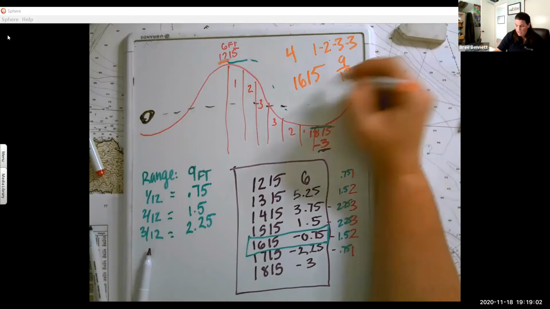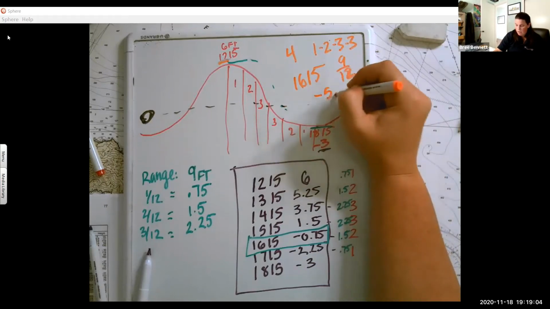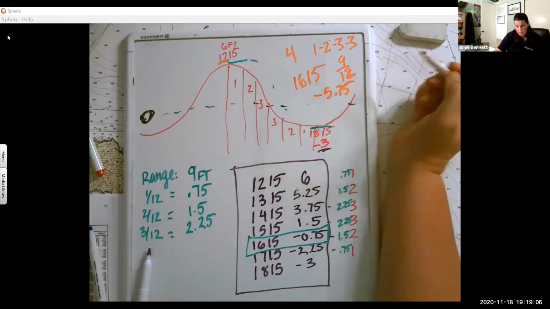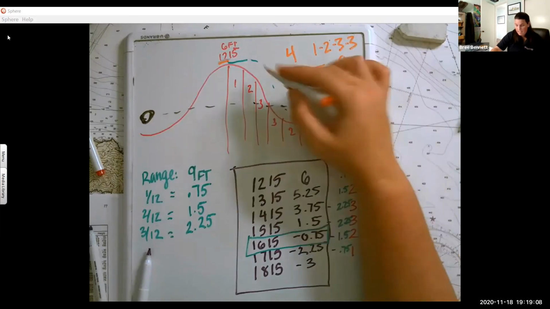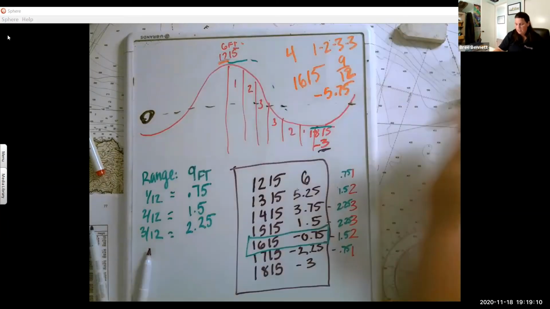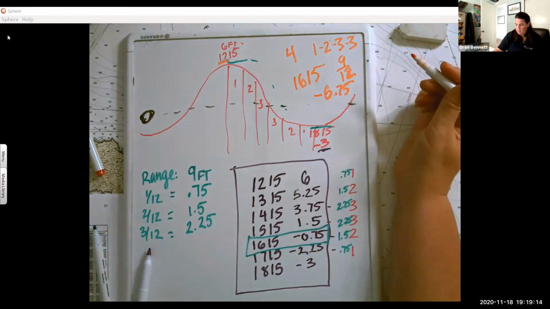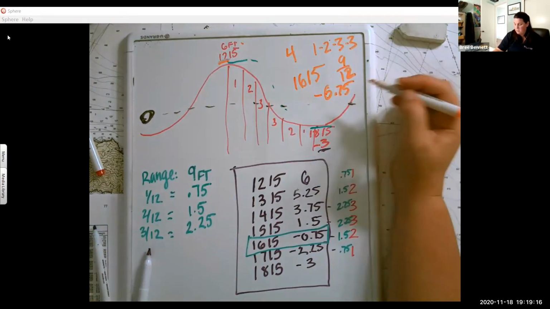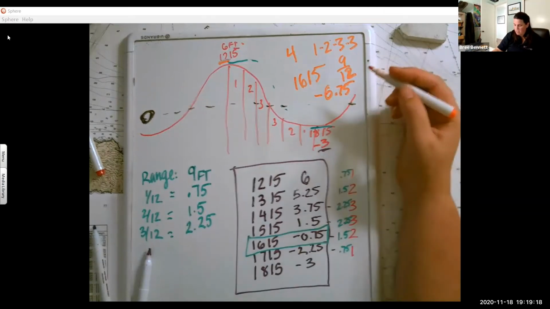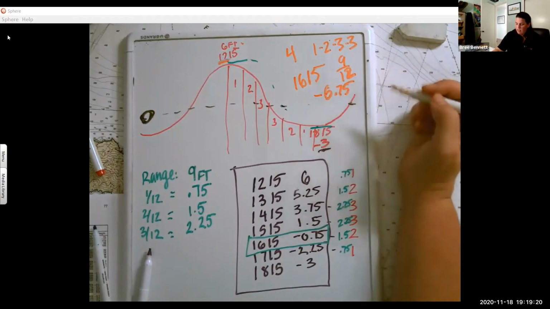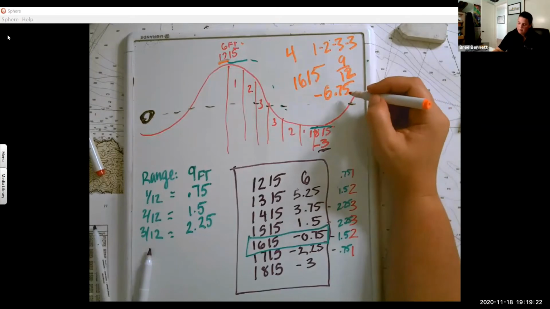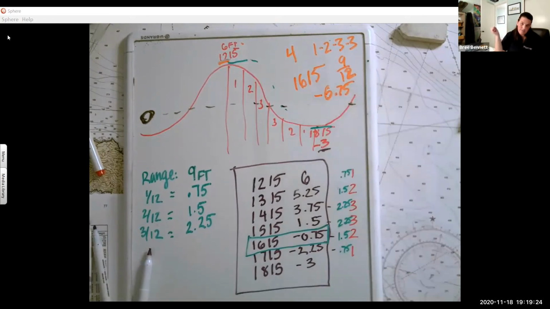I'm going to be subtracting 5.75 from my 6. No, I'm going to be subtracting 6.75. Yeah, that makes more sense. Yeah, okay. 6.75. So you get negative 0.75 feet.